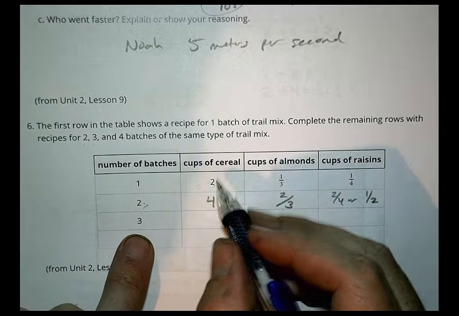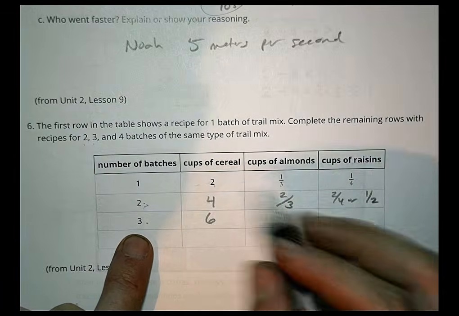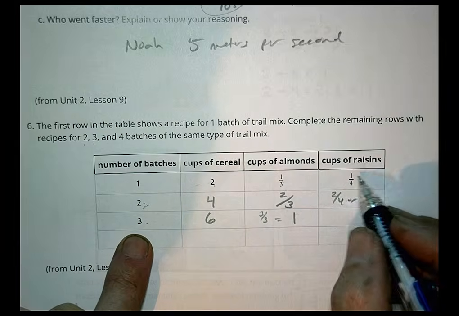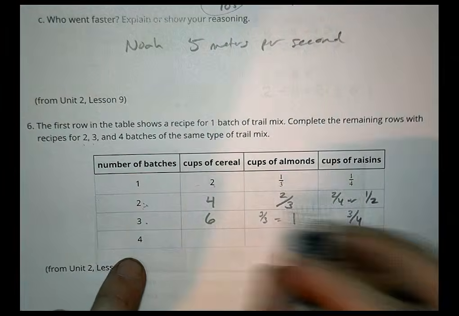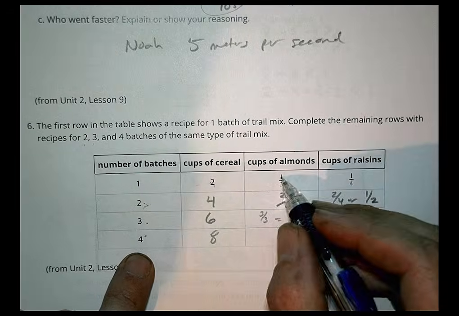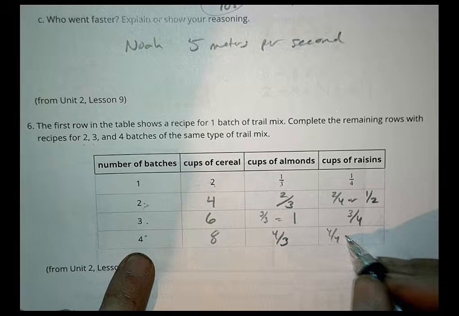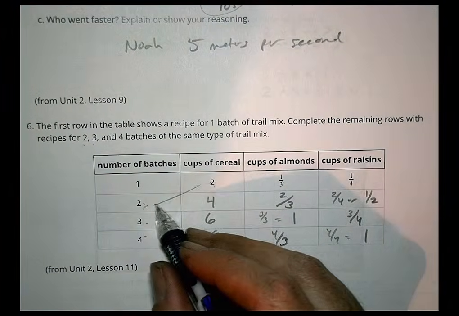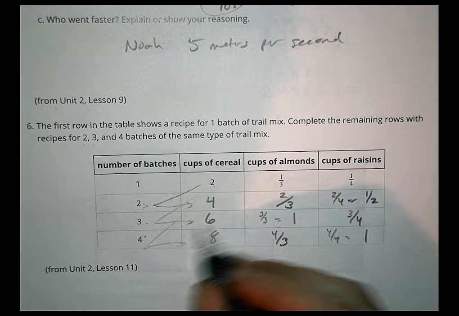For 3 batches, we do it times 3. 2 times 3 is 6 cups. 1/3 times 3 is 3/3, which is the same as 1. And 3 times 1/4 is 3/4 of a cup of raisins. And finally, 2 times 4 for 4 batches is 8 cups of cereal. And then 4/3 cups of almonds. And we have 4/4 here, which is 1 cup of raisins. All right, just doing that multiplication this way to get that answer right there. And again, with each of the other ones is the idea.